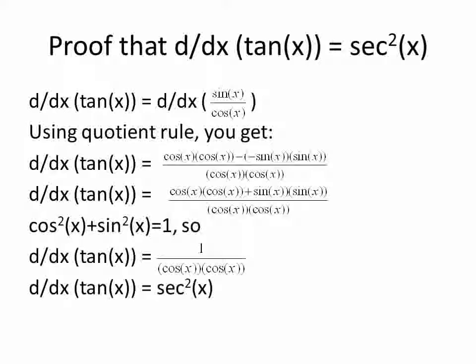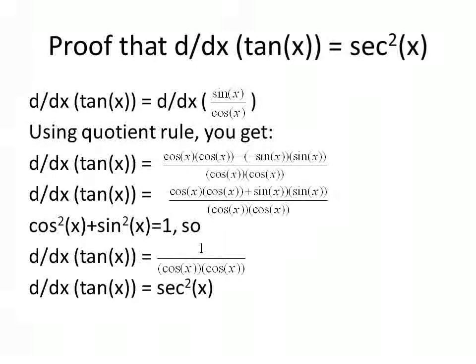And a little disclaimer is that my equation editor doesn't let me write exponents, so everything in the fractions will be written as cosine of x times cosine of x instead of cosine squared of x. And this simplifies to the derivative of tangent of x is equal to cosine squared of x plus sine squared of x over cosine squared of x.